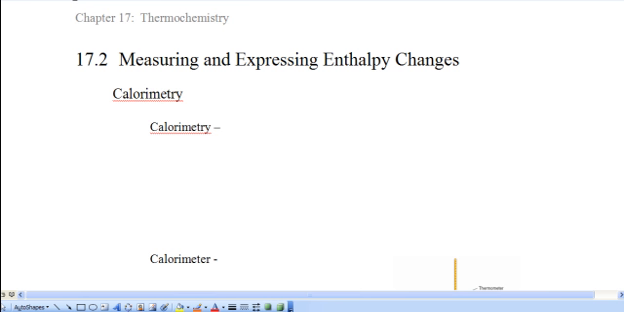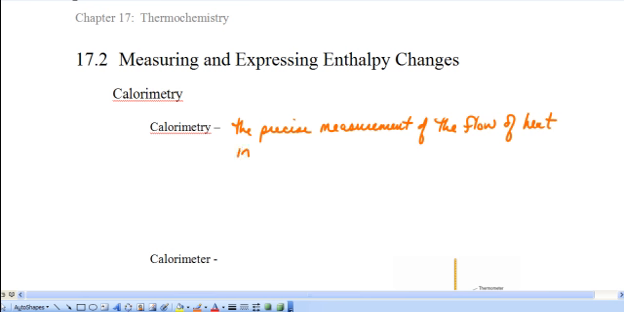First of all, calorimetry. Calorimetry is simply the precise measurement of the flow of heat in and out of a system. All right. So the prefix calor is dealing with calories, our unit for heat. Metry deals with the measurement of, so we're simply measuring the calories.